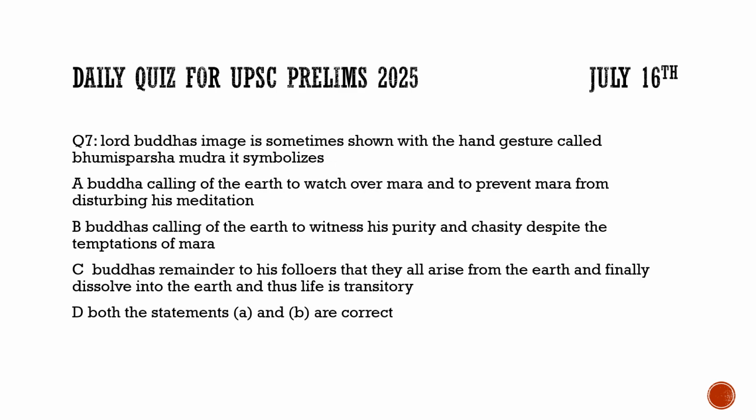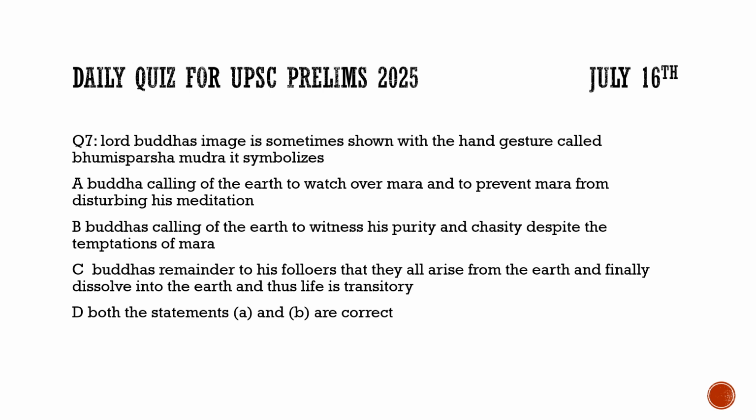Now coming to question number 7, it says Lord Buddha's image is sometimes shown with the hand gesture called Bhumisparsha Mudra. It symbolizes, so this hand gesture of Lord Buddha, which is shown in an image and is called Bhumisparsha Mudra, what does it symbolize? Option A, Buddha calling of the earth to watch over Mara and to prevent Mara from disturbing his meditation. No. Option B, Buddha calling of the earth to witness his purity and chastity despite the temptations of Mara.